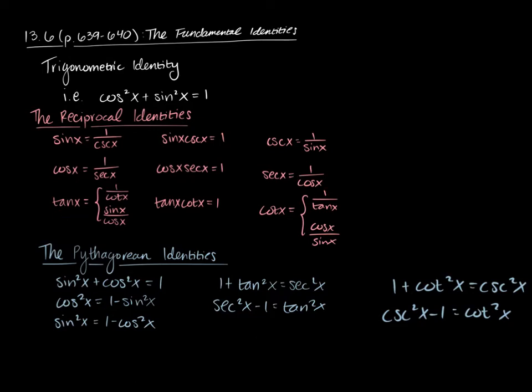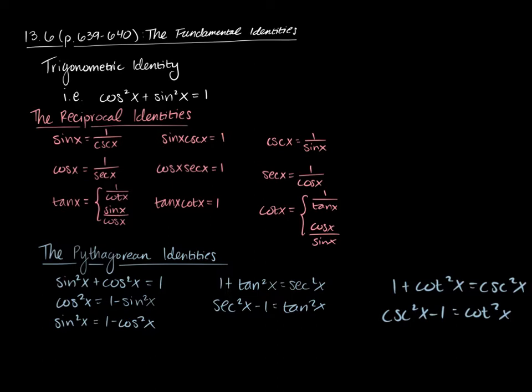Tangent x is equal to either 1 over cotangent x or sine x over cosine x, and cotangent x is 1 over tangent x or cosine x over sine x. And then a couple nice ones in the middle: sine x times cosecant x is equal to 1 because they are just reciprocals of each other. Cosine x times secant x is equal to 1, again, reciprocals of each other. Tangent x times cotangent x is equal to 1, again, reciprocals of each other. So if you see any of those two terms being paired together, you should know they equal 1 if they're being multiplied.